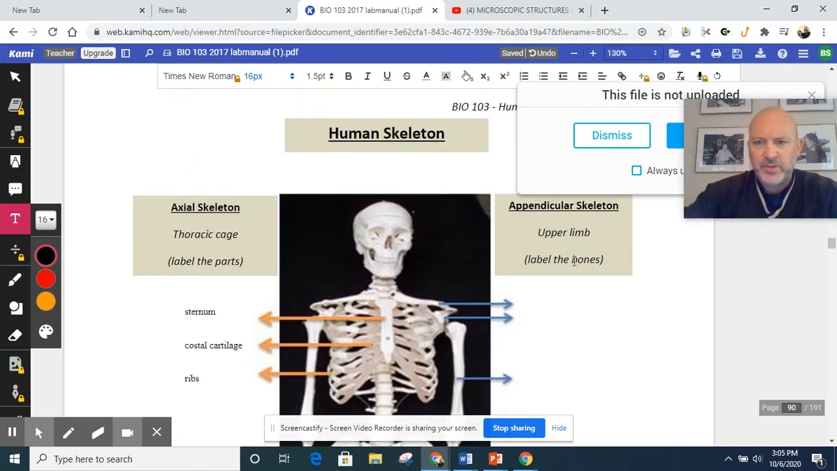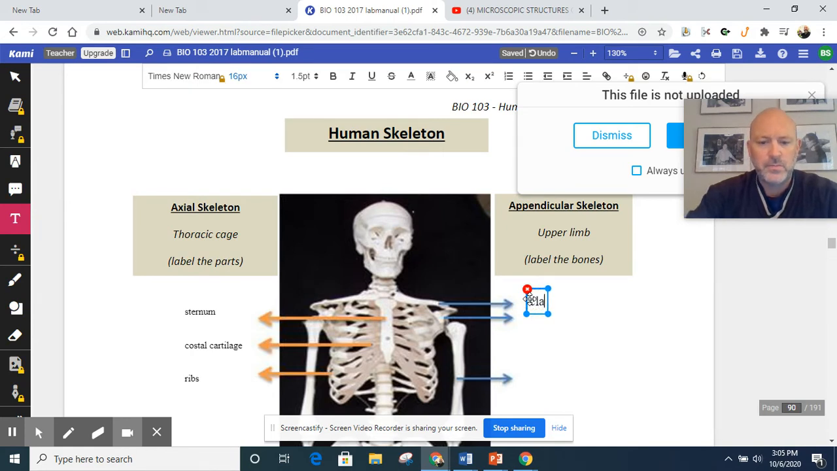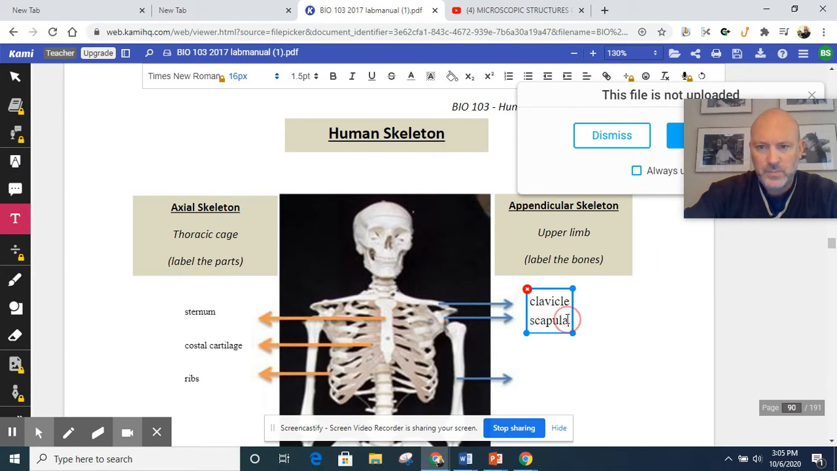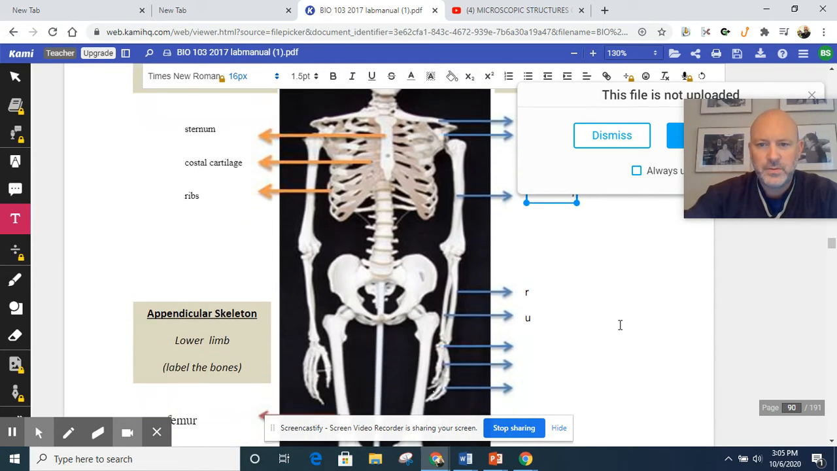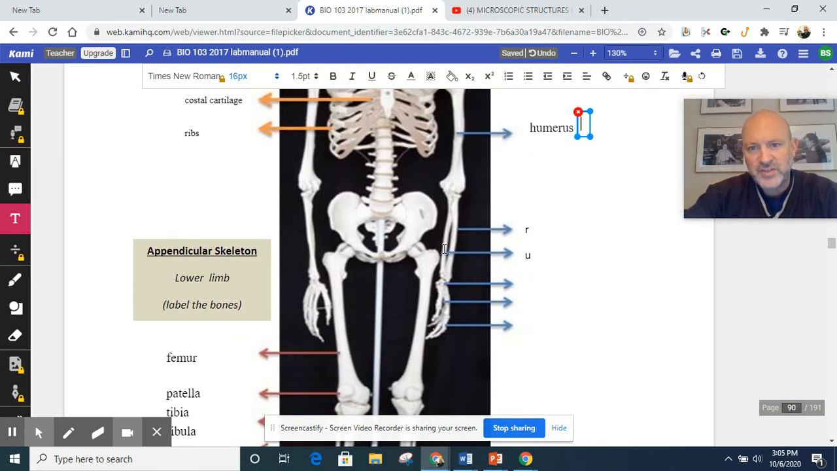Up here in the appendicular skeleton of the upper limb, we have the pectoral girdle, and that includes the clavicle and the scapula. Here we have the humerus. And it looks like they are giving us some clues here because this is kind of hard to tell. Why is it hard to tell?